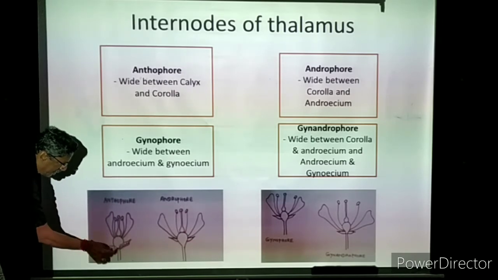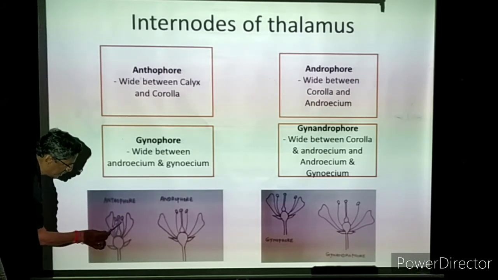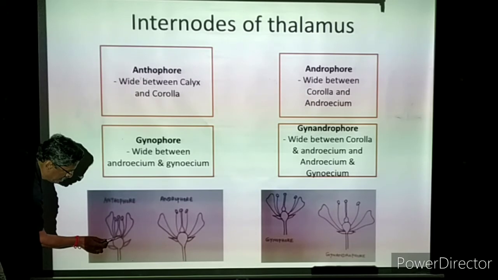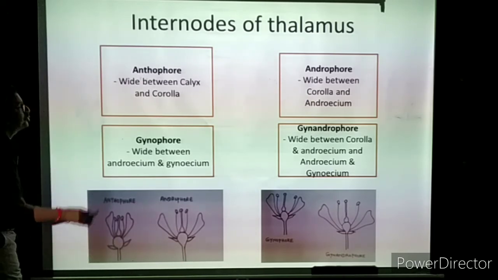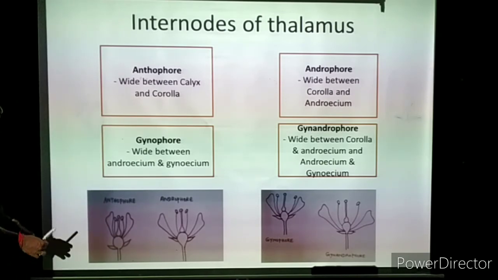Now here one, front, back also. So sepals will be there. This is called the calyx. Now these are all the cross sections of the petals. So between corolla and calyx, a wide gap is present. Now this is called the anthophore.